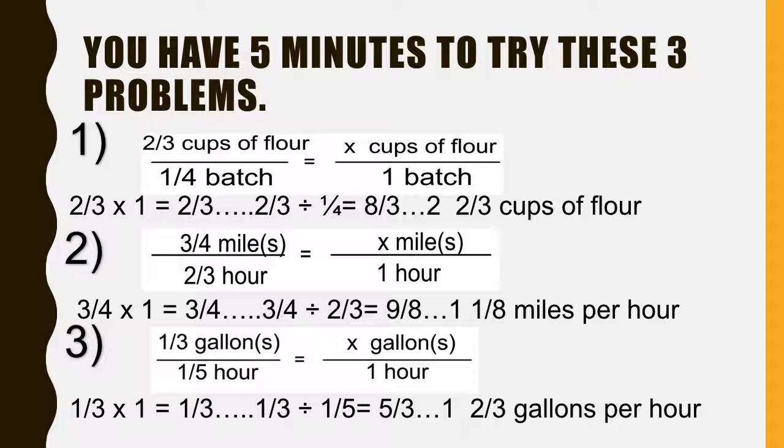For number 2, what are we comparing? We have miles with hours. So 3/4 miles with 2/3 of an hour. So how many miles? X for 1 hour. 3/4 times 1 is 3/4. Divided by 2/3. So we got 9/8. What's that as a mixed number? 1 1/8 miles per hour.